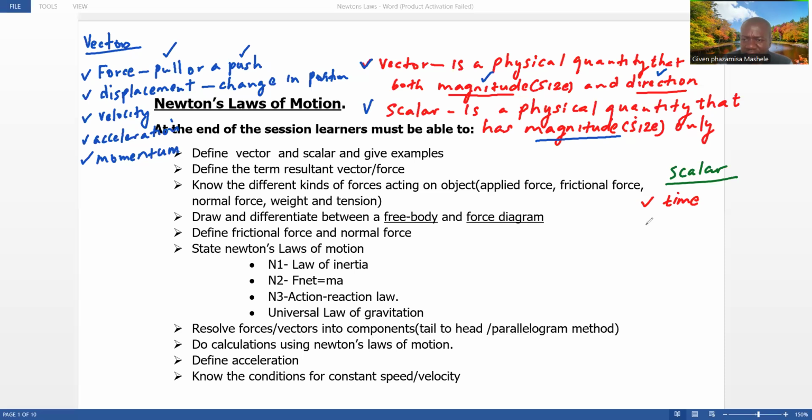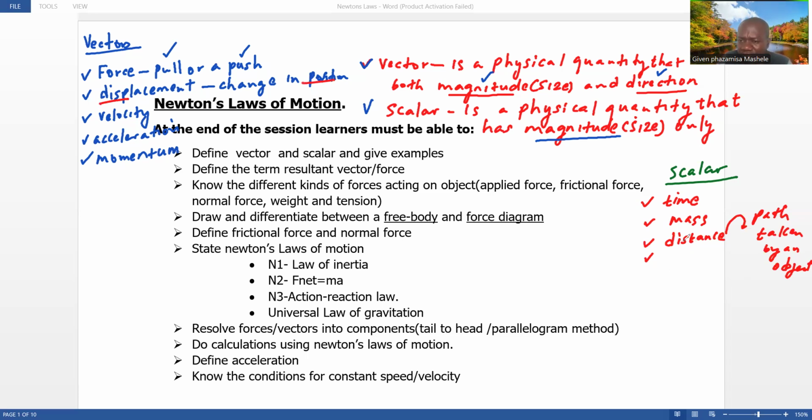Then things like mass are also scalars. Distance, yes, distance is a scalar because with this one we consider the path taken by an object. This has to do with distance. But displacement is just a change in position.